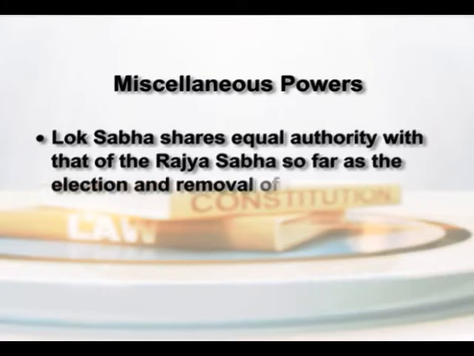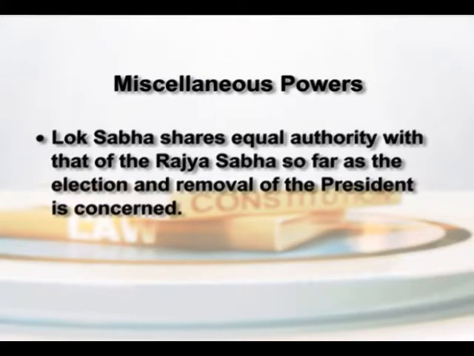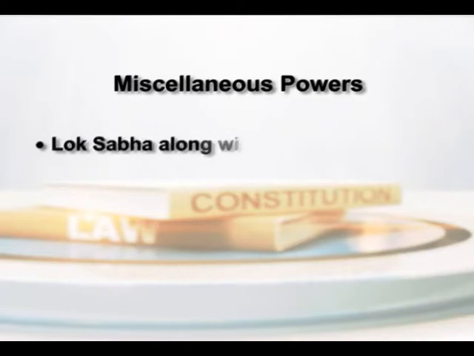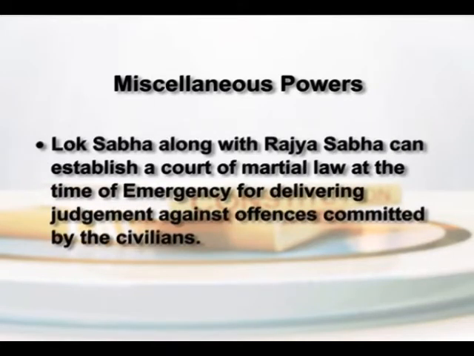Now, apart from these formal powers, Lok Sabha also has certain other miscellaneous powers. Let us examine them in the following manner. First of all, the Lok Sabha shares equal authority with that of the Rajya Sabha so far as the election and removal of the president is concerned. Secondly, the Lok Sabha elects the Speaker and the Deputy Speaker of the House. Thirdly, the Lok Sabha, along with the Rajya Sabha, can establish a court of martial law at the time of emergency for delivering judgment against offences committed by the civilians.